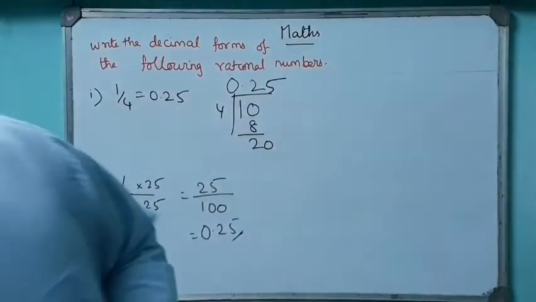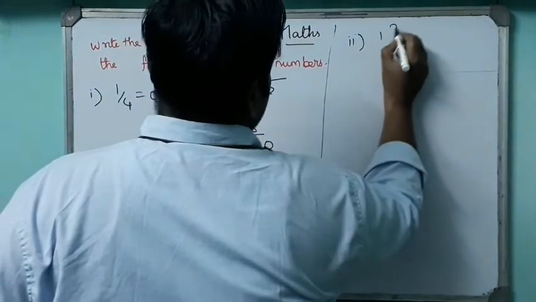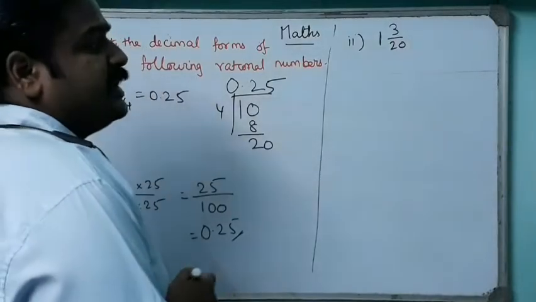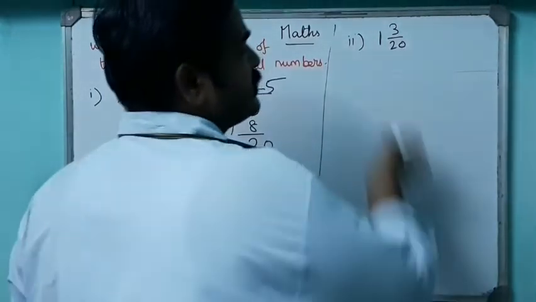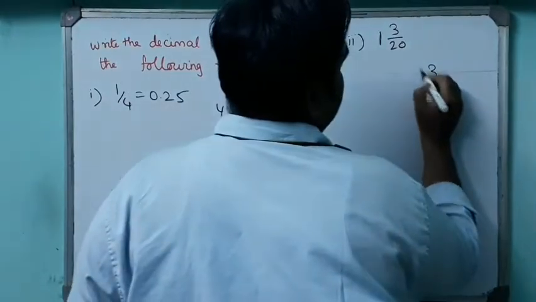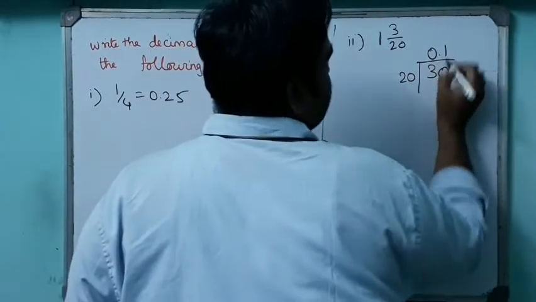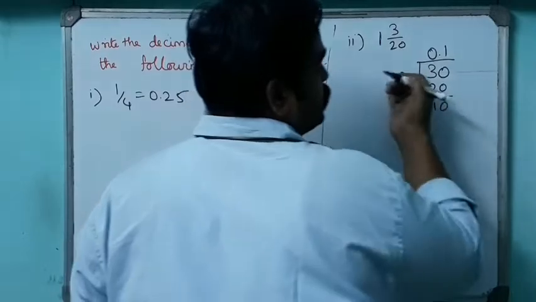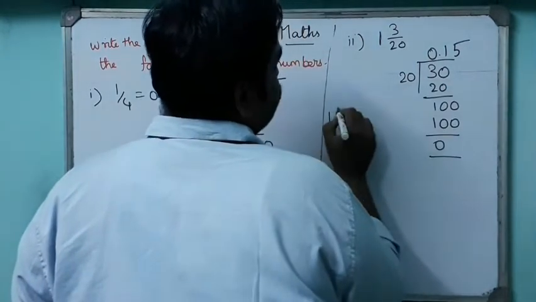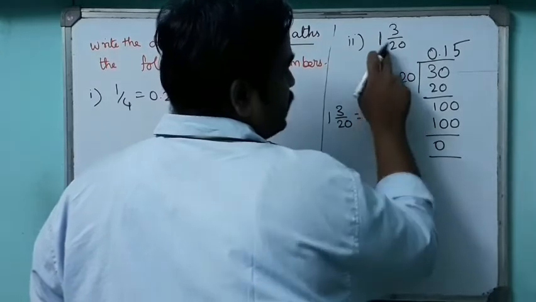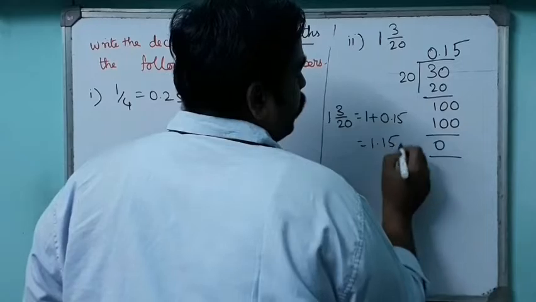The next number is 1 3/20. As you can see, this is not a normal fraction, this is a mixed fraction. So first you have to convert it into an improper fraction and then do the sum, or you can even just keep this 1 as it is and divide the 3/20. So you can divide 3 by 20. Is it possible to divide? No. So you can put a 0 and put a point here. So 0 times, then 30, 20 1 time, the remainder will be 10, isn't it? So one more time you can add the 0. So 20 into 5 will be 100, the remainder is 0. The answer for 1 3/20 will be 1 point. See, you have got 1 here, that is plus 0.15. You need to add this with this value, which is equal to 1.15.